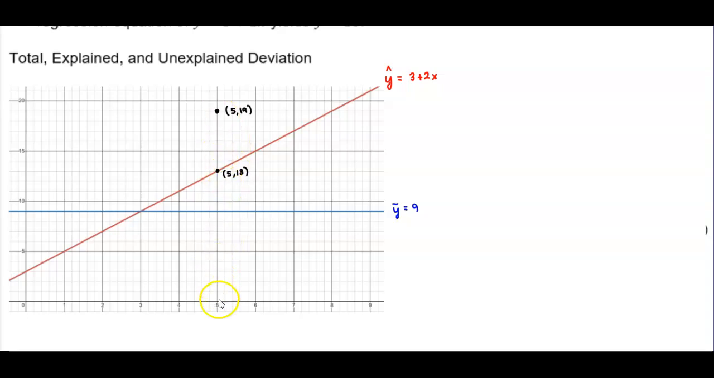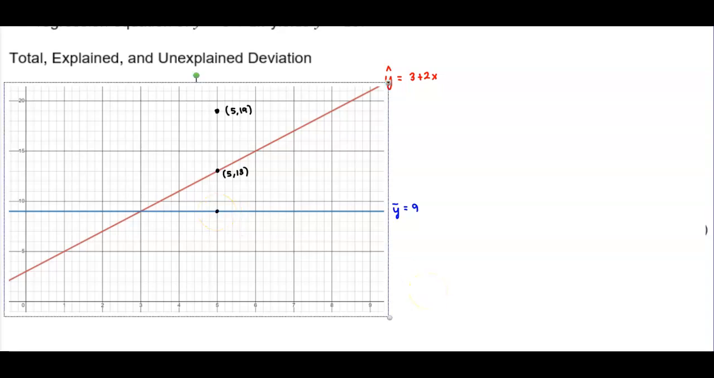Since we have 5 here, we also know that 5 and the value of 9 is going to be right here, right on the mean value of the y's. We know that this point (5, 9) is going to be there.